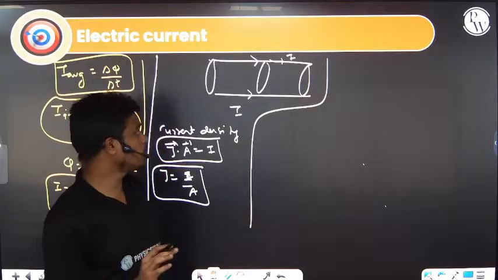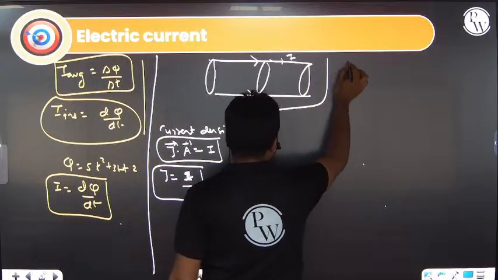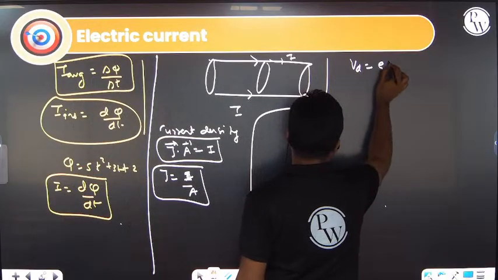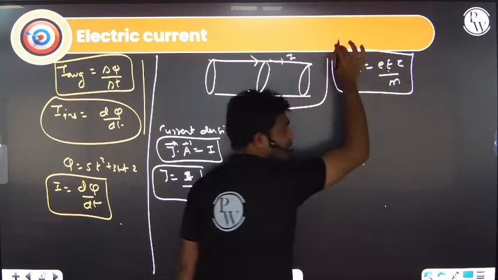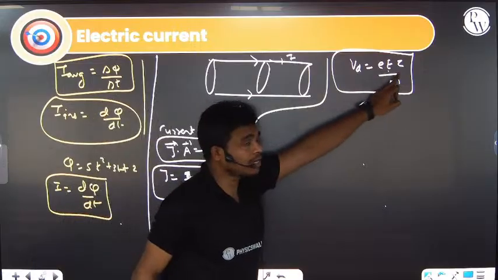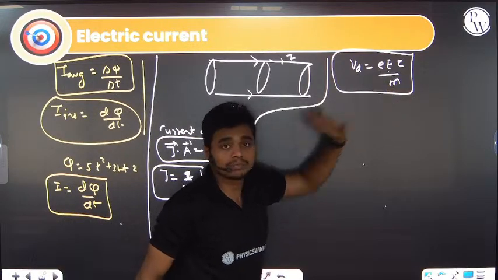So here we define drift velocity. The drift velocity is given by eE tau by m. What is capital E here? The electric field. Tau is the relaxation time, m is the mass, and e is the charge of the electron.